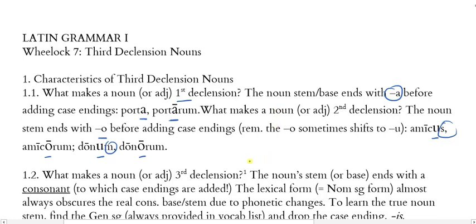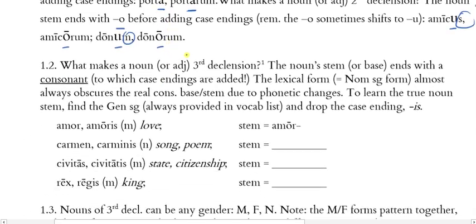All right, now, what makes a noun or an adjective third declension? Here, the noun's stem or base ends with a consonant, to which case endings are added. Now, I do have a footnote here that we will find some stems that end with an I. They're called I stems. We'll meet those in another chapter. That's quite a few chapters away. But just a general rule here, we're looking for nouns whose stems end with a consonant, and then we're adding case endings to the consonant.